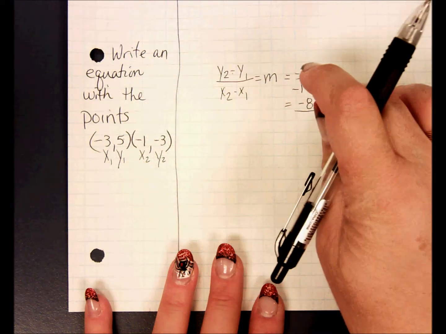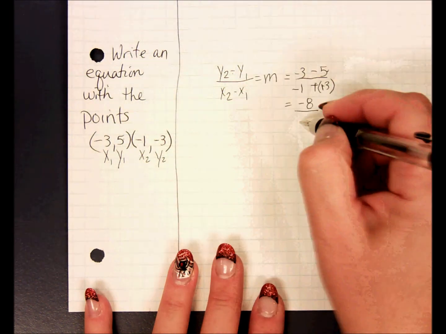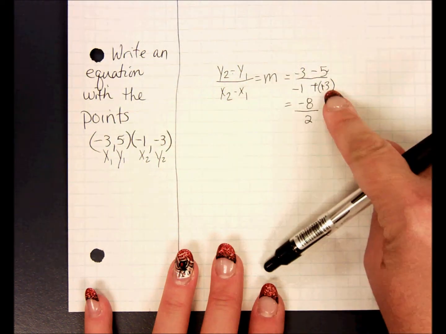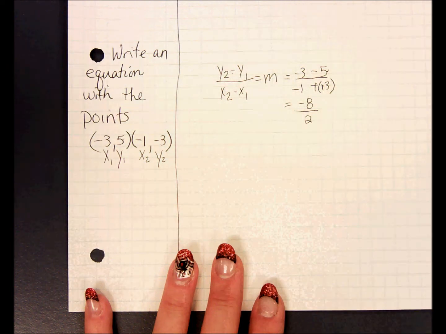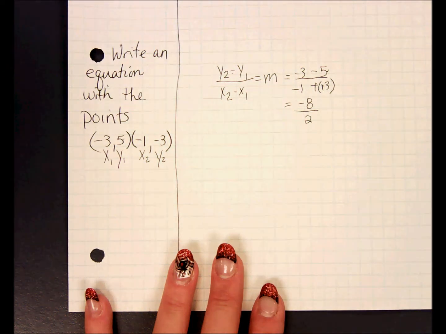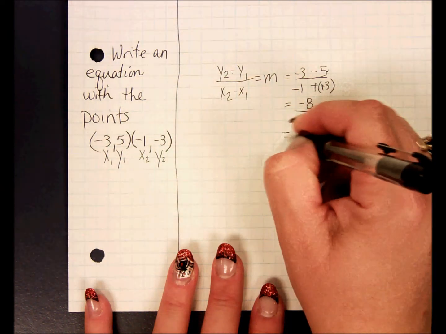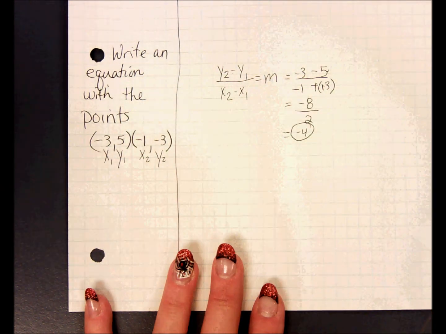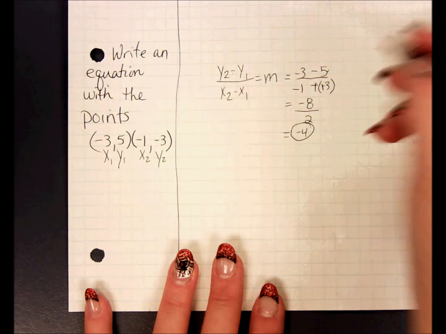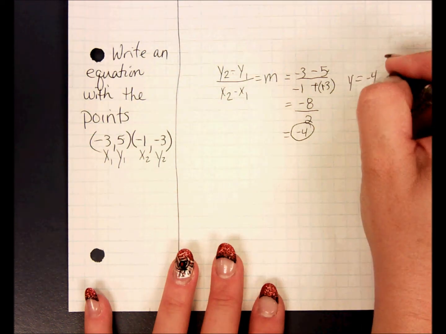3 is bigger than 1, so I get 2, and I get a positive 2 because 3 is bigger than the 1. Now, 8 on top, 2 on the bottom, I can divide the 8 by 2. So negative 8 divided by 2 would give me negative 4. So my slope is negative 4. So I have y equals negative 4x plus b.